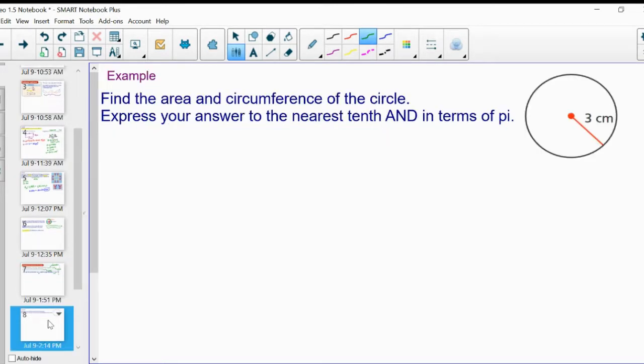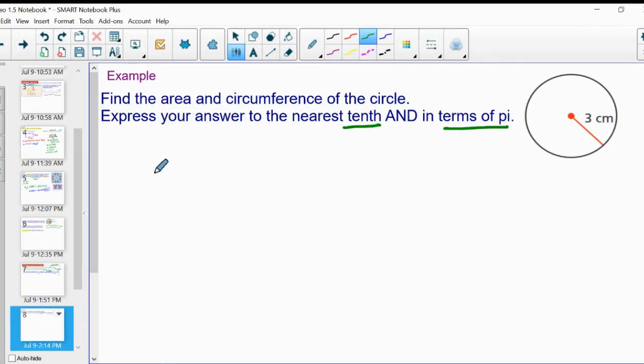Let's jump into the example. Find the area and circumference of the circle. Notice it says express your answer to the nearest tenth. That means we're going to round using our calculator, and in terms of pi. That might be new to you, but we're going to end up having the pi symbol in our answer.